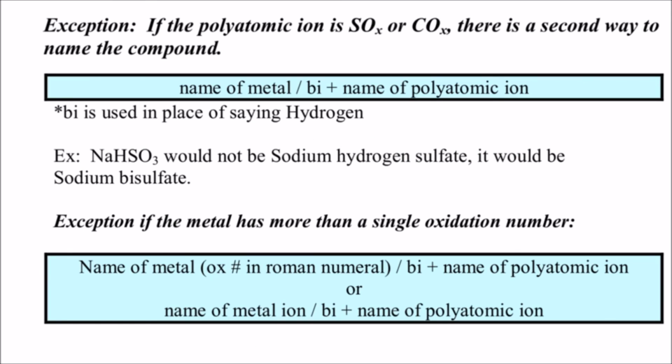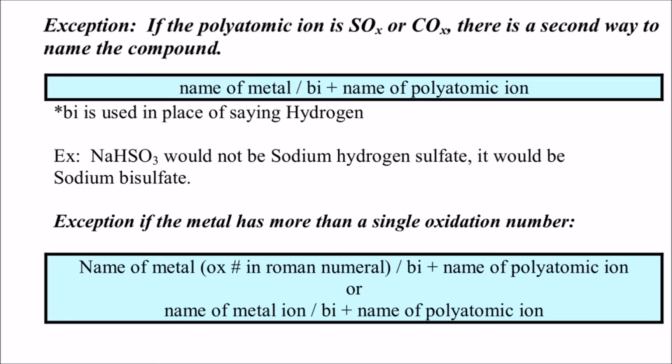Alright, we are finally coming to the end. Okay, so we have just 2 more exceptions to go. If the polyatomic ion is a SO or a CO, then we name the compound a different way. You're going to say the name of the metal, and then instead of saying hydrogen, you're going to say bi, and then you'll put the name of the polyatomic ion. So an example would be something like this.